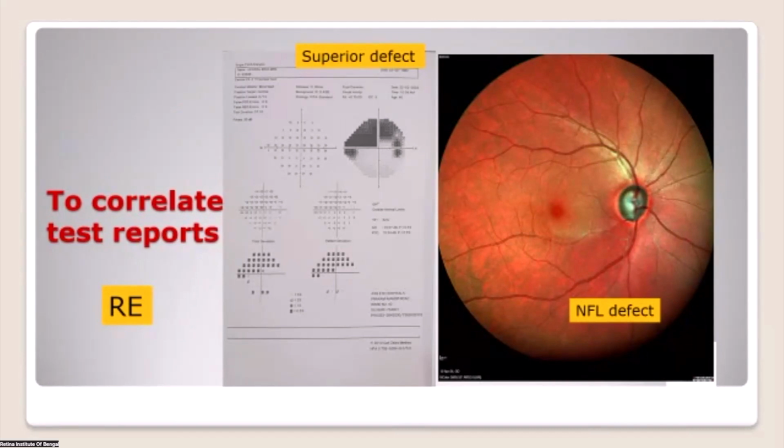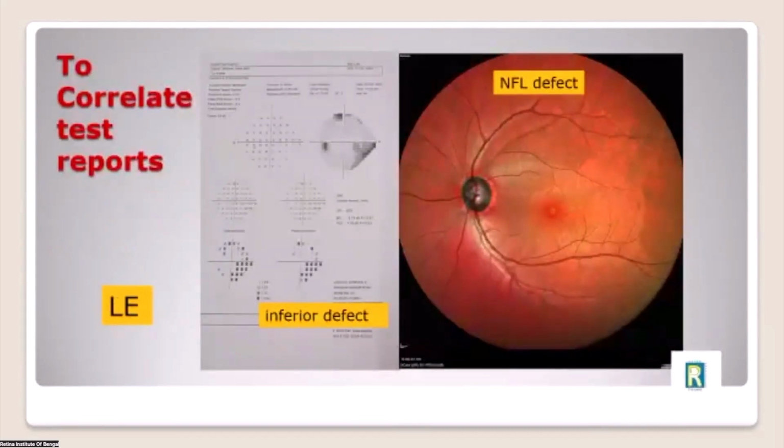The retinal topographical correlation is a must that we must do in glaucoma. And here also we are finding the same thing. Here is the superior arcade defect. Here you can see this area, the color code. From the color code we can make out that there is a thinning, and corresponding inferior visual field defect is seen.